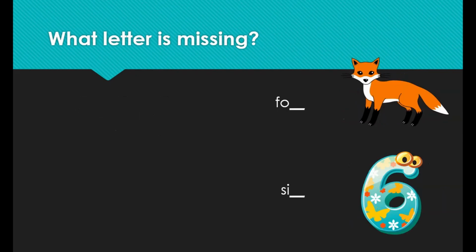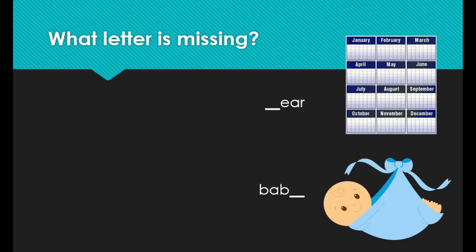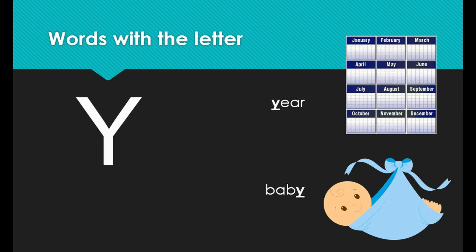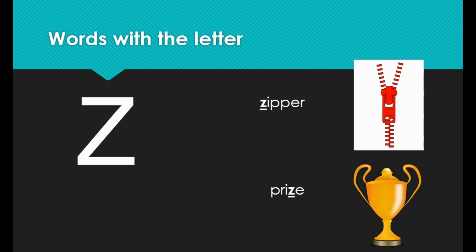What letter is missing? X, fox, six. What letter is missing? Y, year, baby. What letter is missing? Z, zipper, prize.